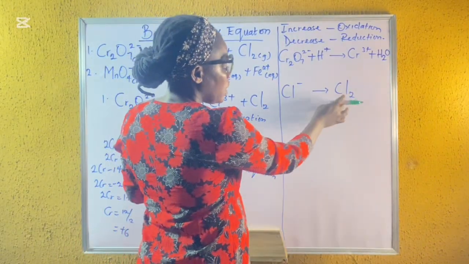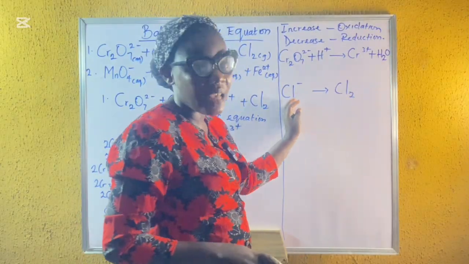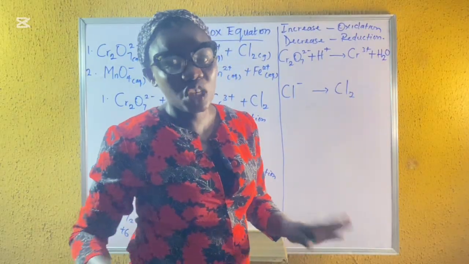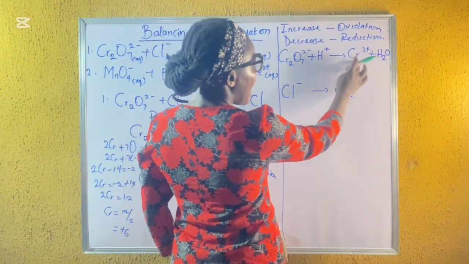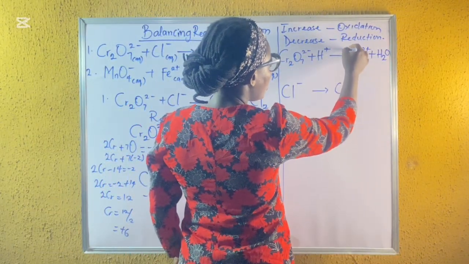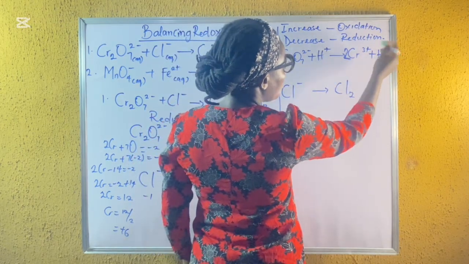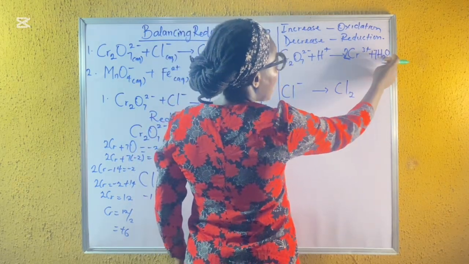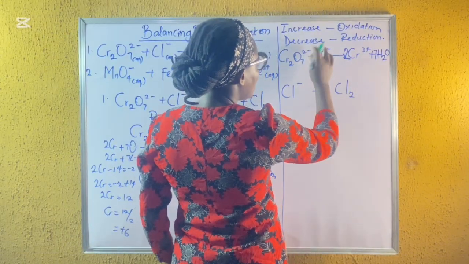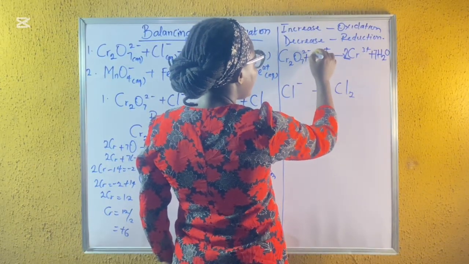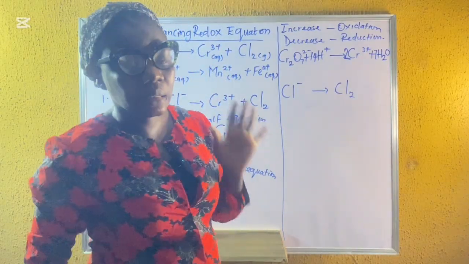Okay, so for the second one, there is no oxygen either in the reactant or the product, so I'm not adding H2O or H+. So now let's look at it. I have chromium 2, I have 1, so I'll put 2, so I have 2 chromium. I have 7 oxygen, I have 1 oxygen, so I'll put 7, so I have 7 oxygen. I have 1 hydrogen, 14 hydrogen, so I'll have 14 hydrogen.